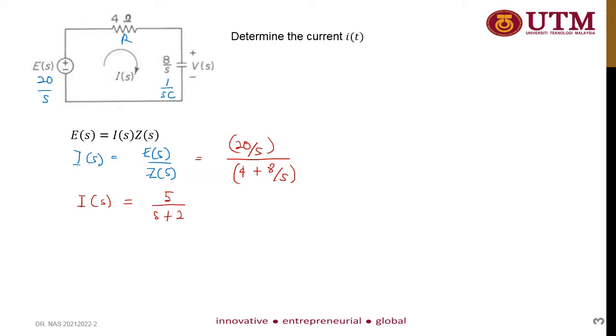In order to get i(t), you need to perform the inverse Laplace transform of I(s), and you'll get i(t). In this case, i(t) equals 5 e to the power of minus 2t. Make sure you refer to the Laplace transform pair table in order to convert the time domain function into the S-domain, and lastly to reconvert the S-domain function back into a time domain function.